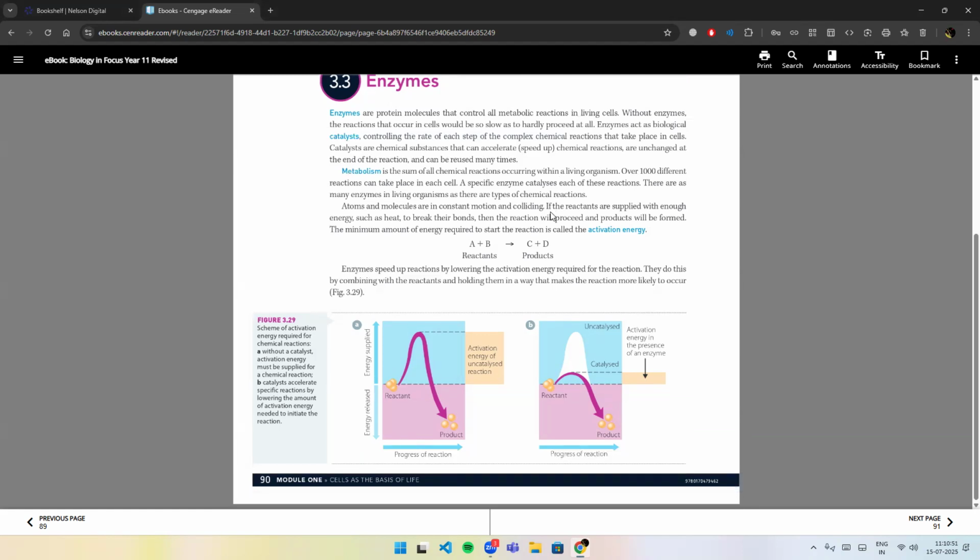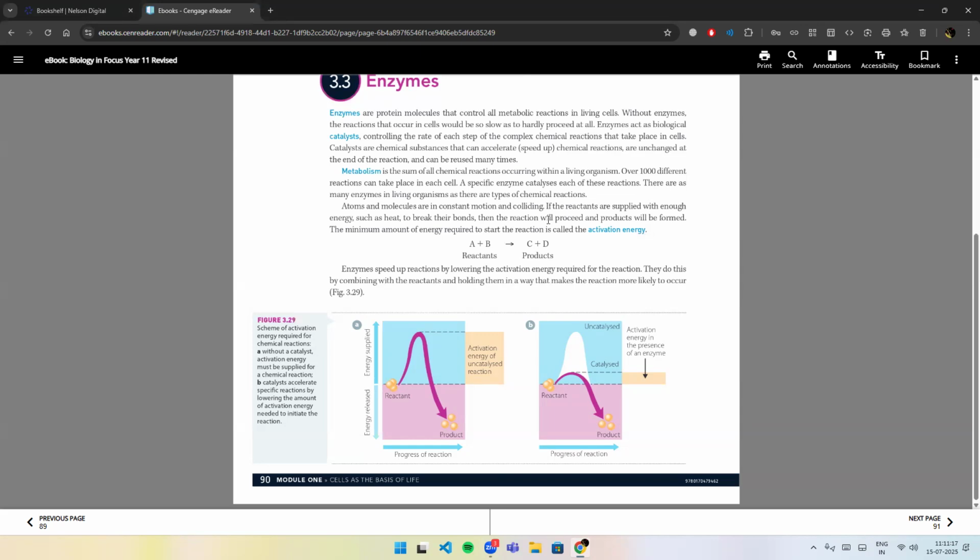Enzymes act as biological catalysts, controlling the rate of each step of the complex chemical reactions that take place in cells. Catalysts are chemical substances that can accelerate chemical reactions, are unchanged at the end of the reaction, and can be reused many times. Metabolism is the sum of all chemical reactions occurring within a living organism.